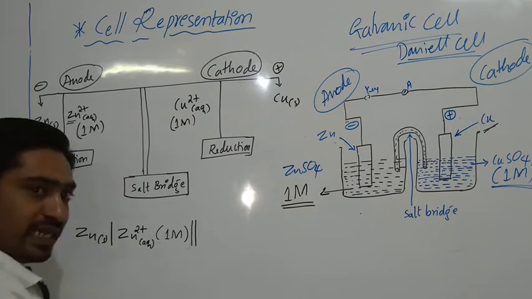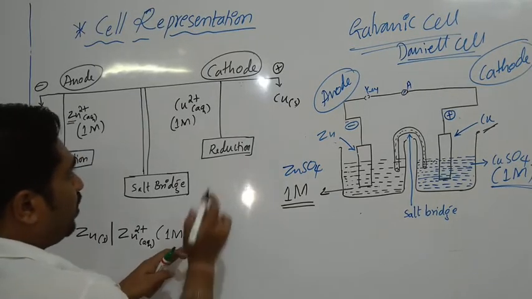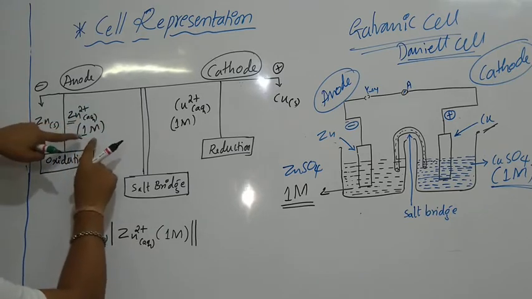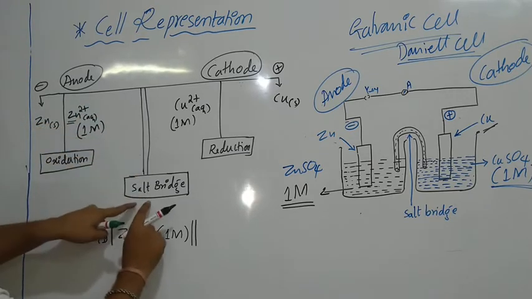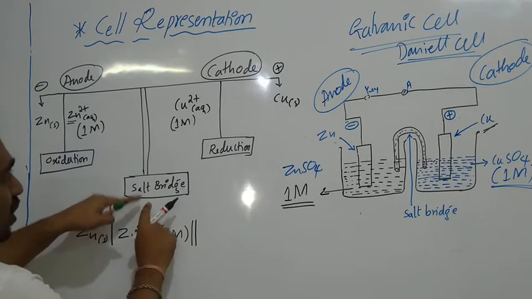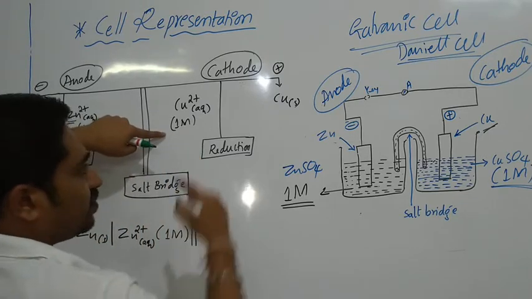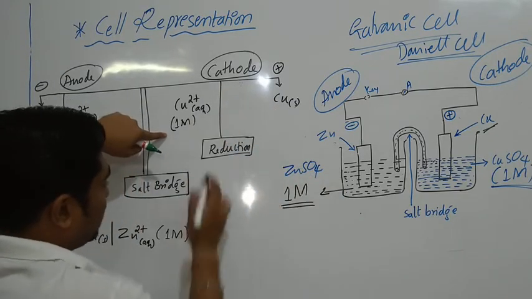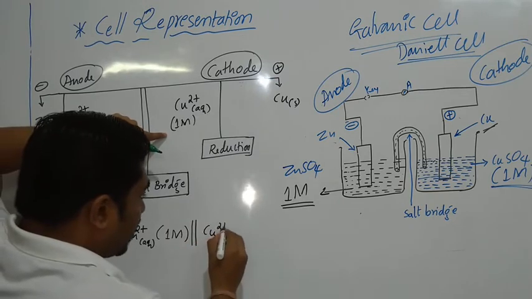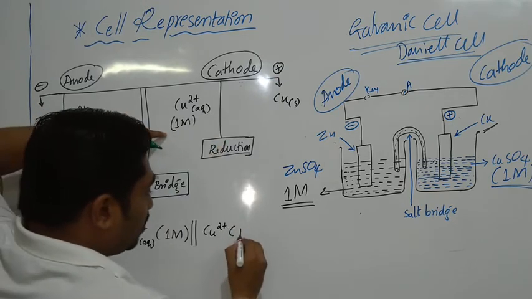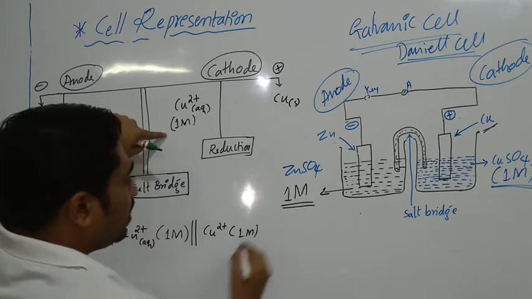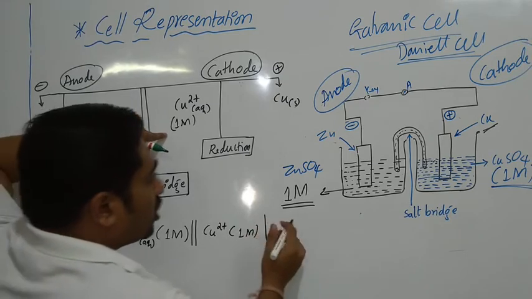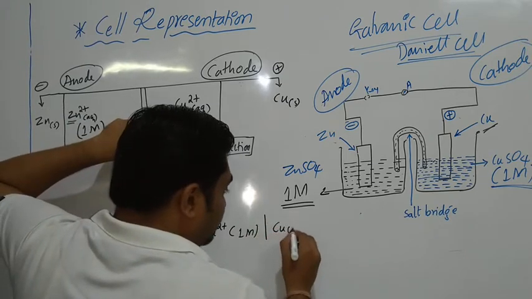This representation is known as the salt bridge. Now what we have to take: zinc dipped in Zn2+ ions whose concentration is 1 molar, and these are separated by the salt bridge. Now we have to take copper. The right side electrode is the cathode. The electrolyte present in the cathode is Cu2+. Then we mention its concentration, 1 molar, and in this electrolyte the copper metal, Cu, is dipped.